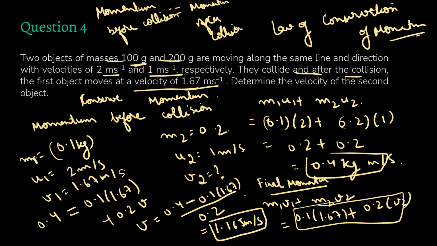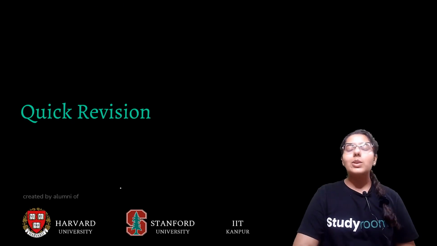Okay, isn't that simple? You just have to apply one principle and you are able to solve all the questions, right? What is it? Law of conservation of momentum. Momentum always remains conserved. So momentum before collision and momentum after collision are equal, right? Momentum can neither be created nor be destroyed. So let's quickly revise, okay?